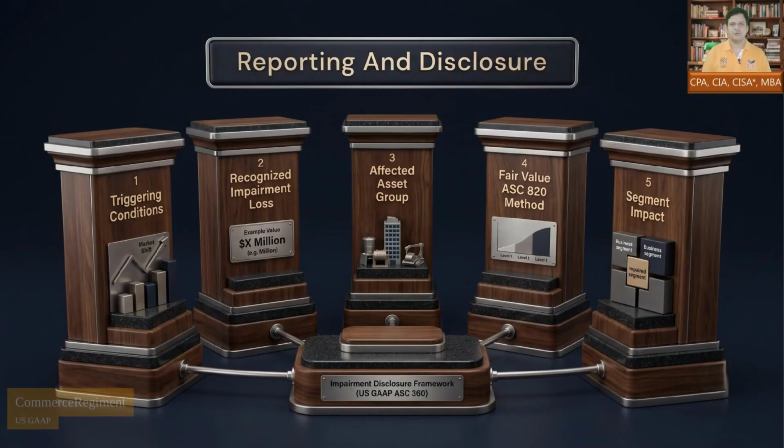Reporting and disclosure help users understand what changed and why. Impairment losses on held and used long lived assets are generally reported within income from continuing operations unless another presentation rule applies. Disclosure should describe the facts and circumstances leading to impairment, the amount of loss recognized, the asset group or class affected, the fair value method used, including ASC 820 level, and key assumptions, and the reportable segment affected when segment reporting applies. The goal is transparency, not just compliance.